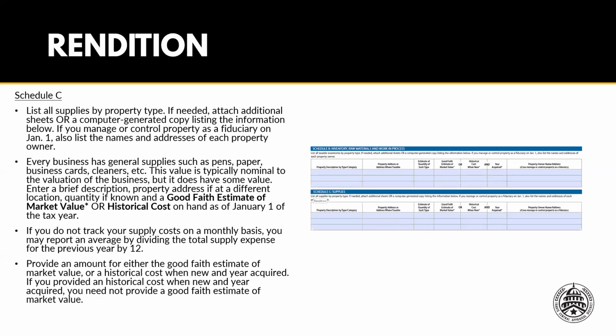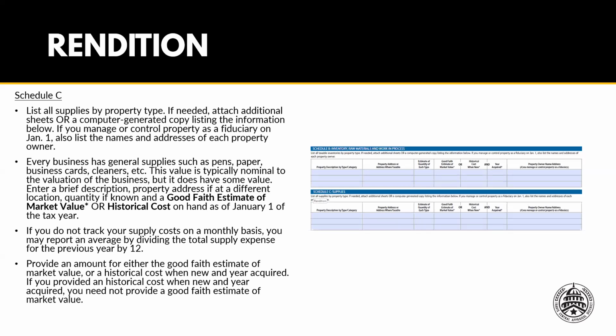Schedule C. List all supplies by property type. If needed, attach additional sheets or a computer-generated copy listing information below. If you manage or control property as a fiduciary on January 1, also list the names and addresses of each property owner. Every business has general supplies such as pens, paper, business cards, and cleaners. This value is typically nominal to the valuation of the business, but it does have some value. So please enter a brief description, property address if at a different location, quantity if known, and a good faith estimate of the market value.